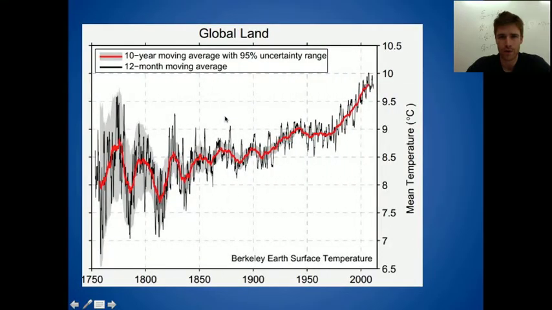To set this up, I want to show you another graph of globally averaged surface temperature over land. This is from the Berkeley Earth surface temperature data set. What they're showing here is from the 1750s to the 2000s. We've seen an increase in temperature of about 3 degrees Fahrenheit. But I want you to notice the difference between the red line, which is a 10-year moving average, so each single dot is an average of 10 years total, versus the 12-month moving average, which is showing you the average for each given year.